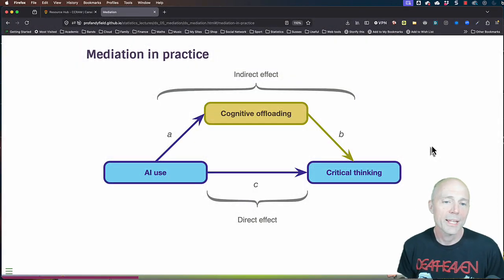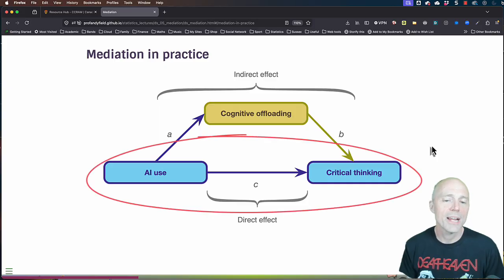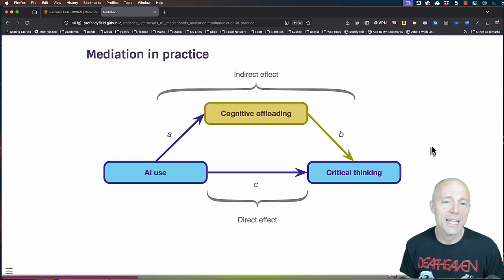What does this example look like in practice? So this diagram shows what we're looking at. So we've got our predictor variable, which is the extent to which someone uses AI. And we are using that to predict critical thinking, a person's ability to think critically. And we are going to quantify two parts of that relationship. The first is the direct effect. This is the path C, which tells us the effect of AI use on critical thinking, adjusting for cognitive offloading, adjusting for the mediator. But we will also want to quantify the indirect effect.